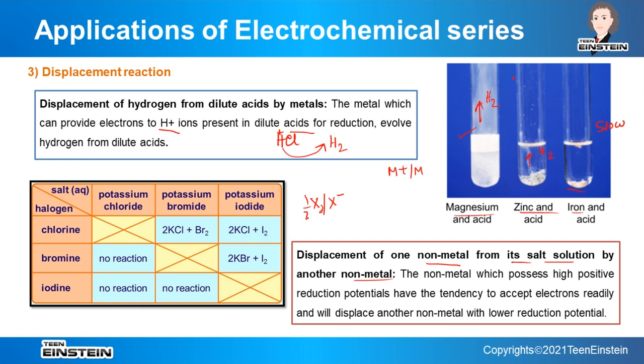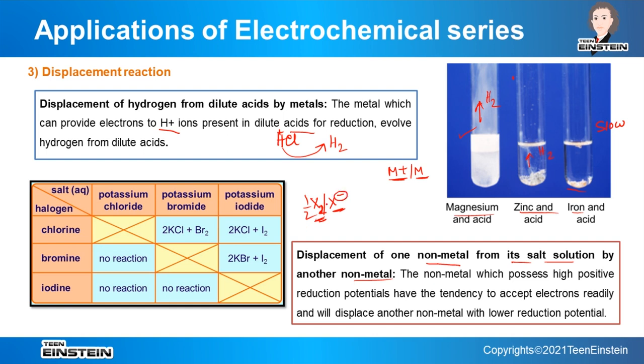X | X-, or half X2 | X-, because in the case of metals, this is the oxidized state and this is the reduced state, so that is why it is written first. But now X0 is the oxidized state, compared to X-, this is the oxidized state.